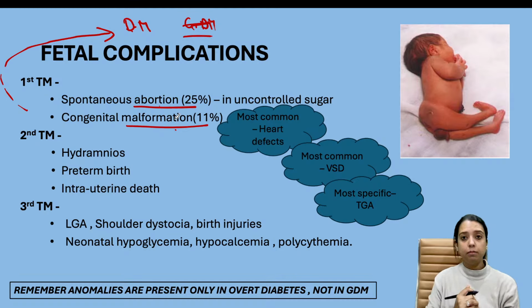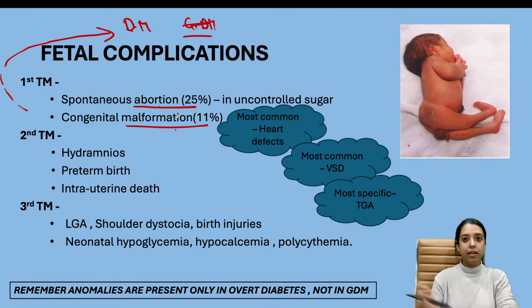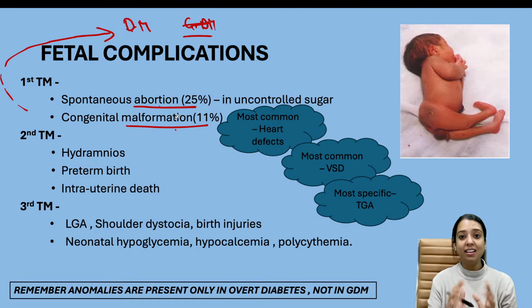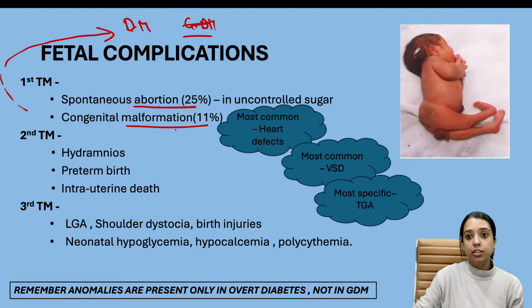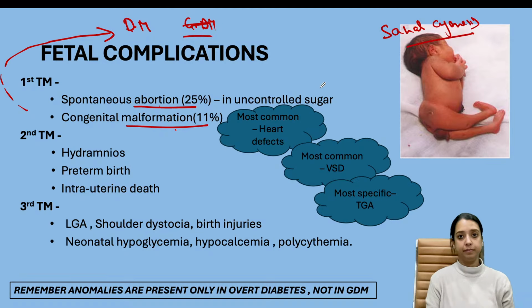Yes. The most common defect in a diabetic mother is heart. In heart, the most common defect is VSD. The most specific is TGA. Overall, the most specific anomaly, which is rare, not common, rare, but seen only in diabetic mother, is sacral agenesis. Sacral agenesis is a sign which is seen in case of a diabetic mother. Okay? So this is very specific of a diabetic mother.